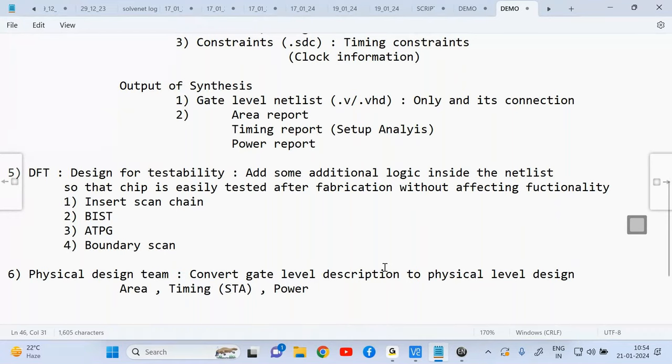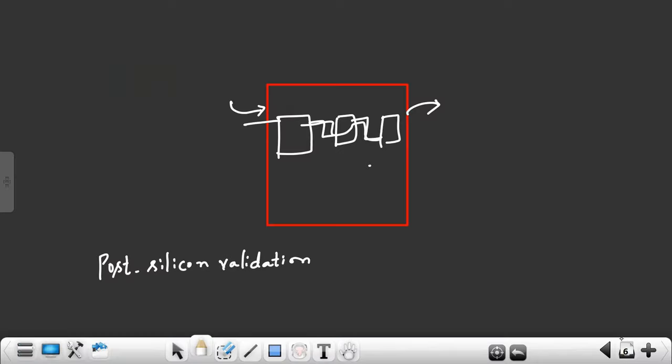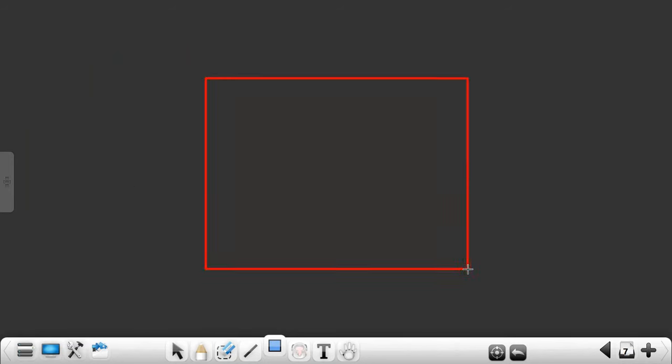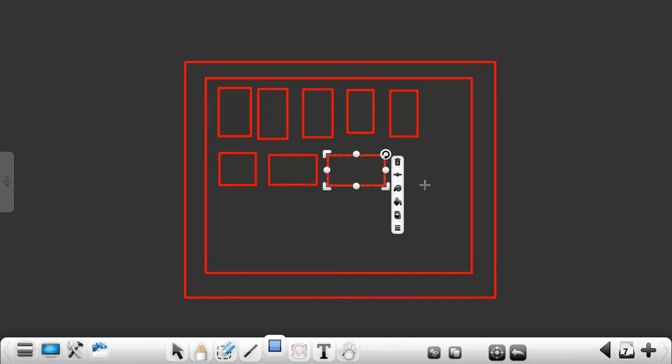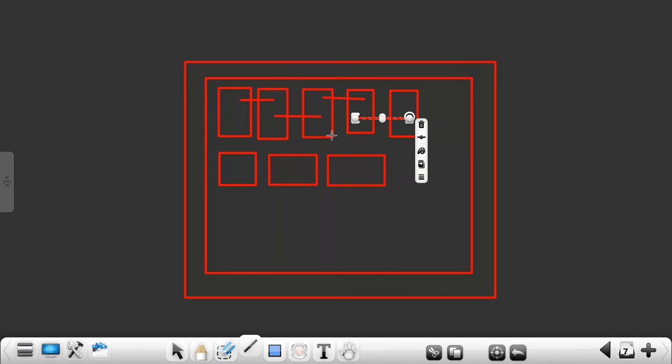So this is the role of physical design engineers. What do we have to do? We have to create an area. This area is called the core area and die area. Inside this core area and die area, place the standard cells and macros, right? And connect them through what? Connect them through metal layers. That is the role of physical design engineers.